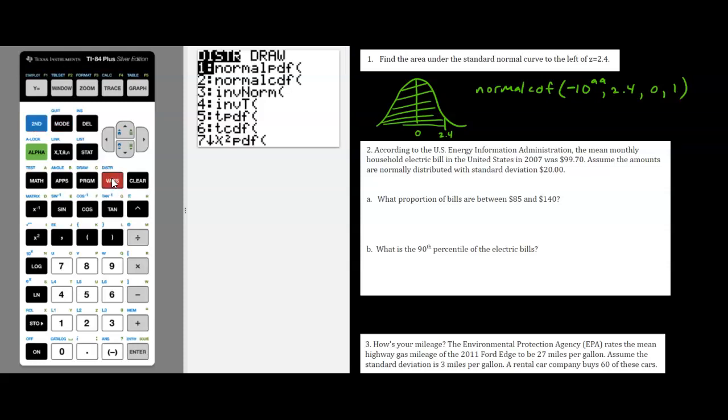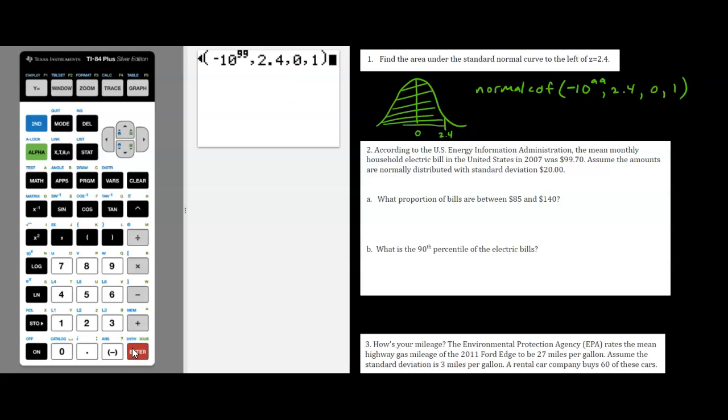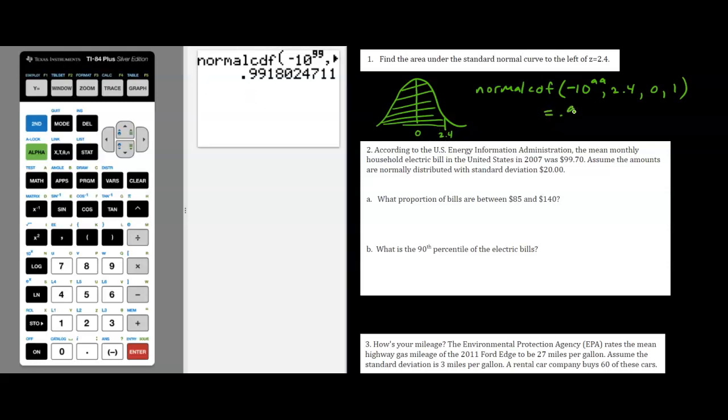So second vars is where we get normal CDF, that's number 2, and we would enter negative 10 raised to the 99th, going up to 2.4, and then mean of 0 and standard deviation of 1, and we end up getting an answer of, it should be more than 50%. Oh, it's way more than 50%. Yeah, that makes sense because this is a couple standard deviations above 0. So yeah, 99.18% or just 0.9918.